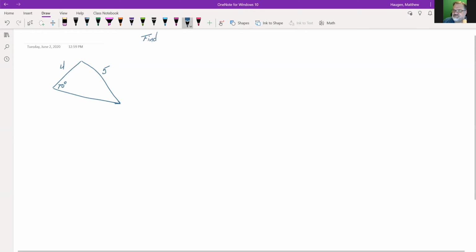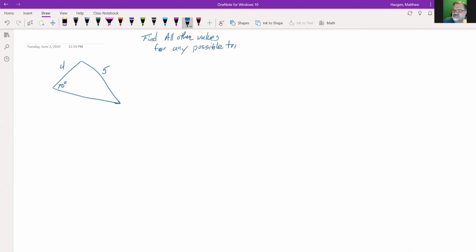Find all other values for any possible triangles. So find A, B, and side B.